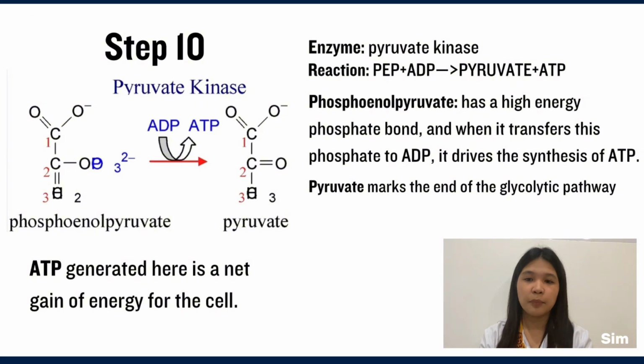In the final step, pyruvate kinase acts. This step involves another instance of substrate level phosphorylation, where phosphoenolpyruvate transfers a high-energy phosphate group to an ADP molecule, producing ATP and pyruvate.